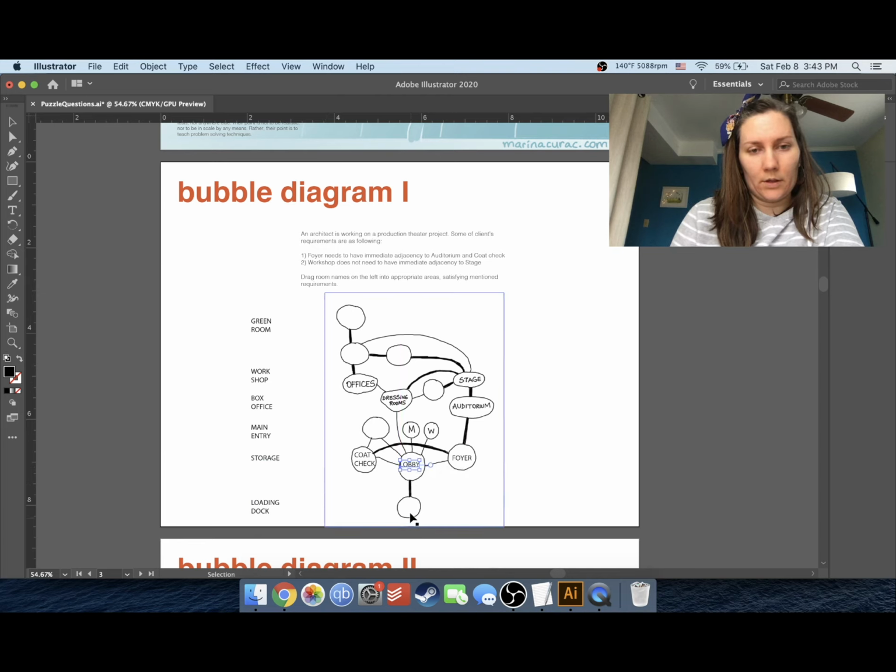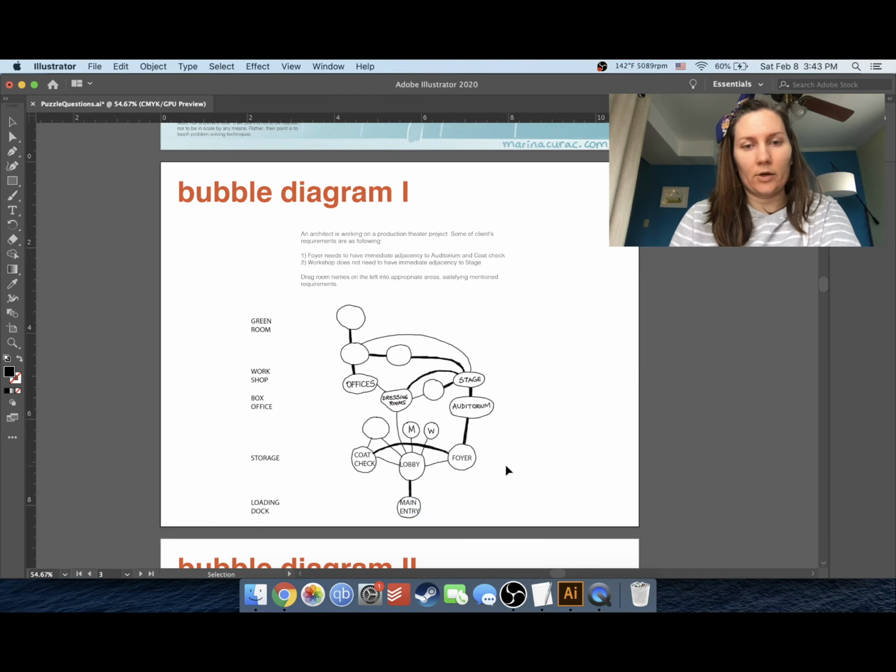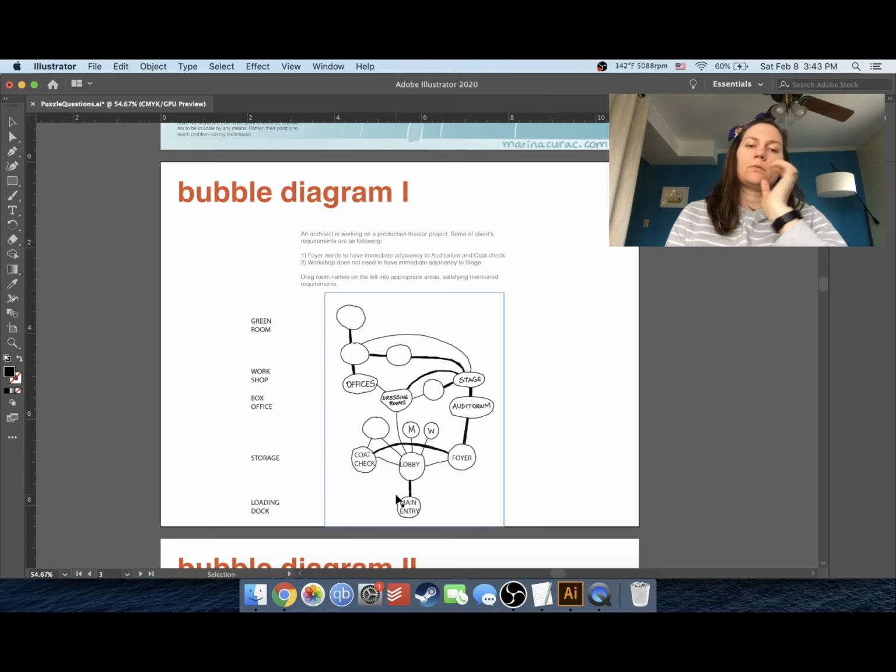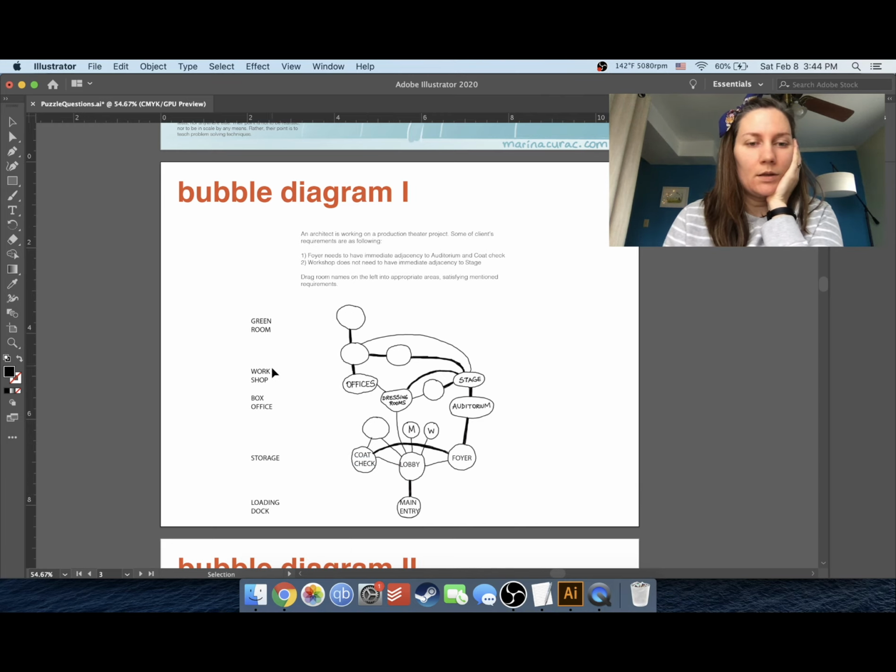And then this is going to be green room, no, workshop, no. Main entry, yes. So we can already see that here we're dealing with a front of the house environment. One thing that is missing here is going to be box office. Yep, let's go with that.